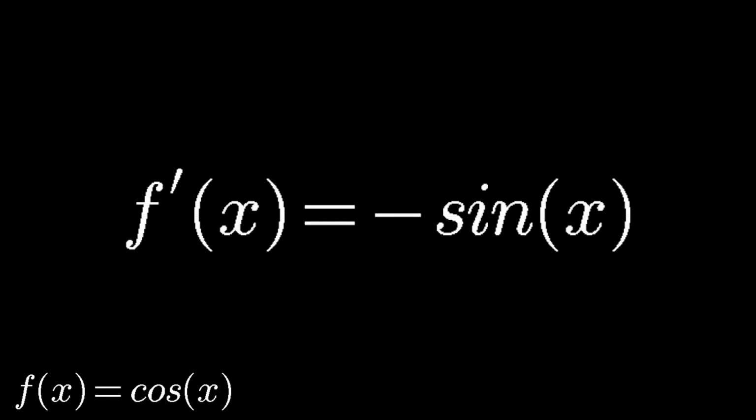However, the derivative of cosine is negative sine because cosine is negative. Remember this. Cosine to sine is negative.